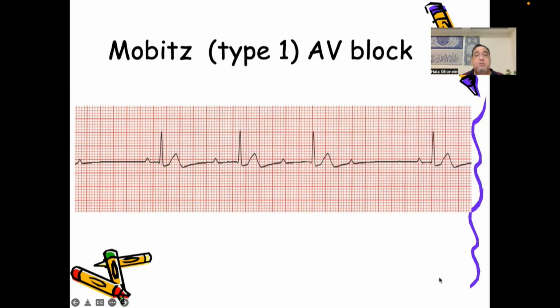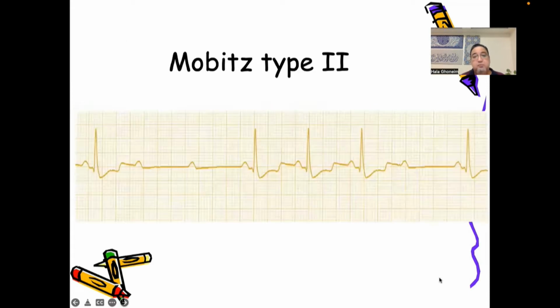We call this Mobitz type 1 AV block. If there is a fixed rate between the atria and the ventricle, with 2 P waves and 1 QRS complex, we call it Mobitz type 2. This one is a little bit more dangerous than Mobitz type 1, and sometimes it needs a pacemaker.